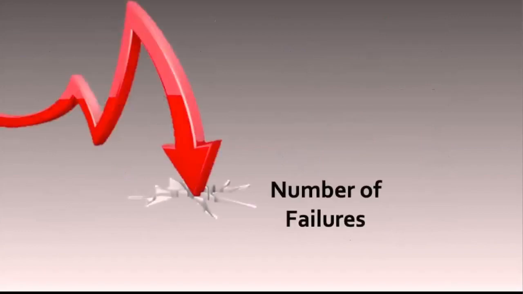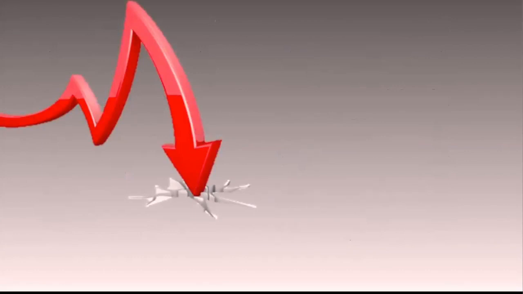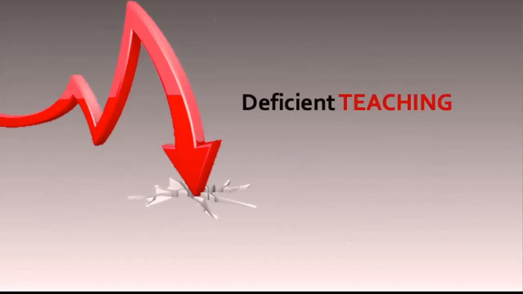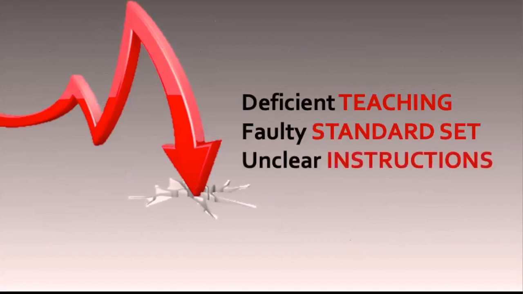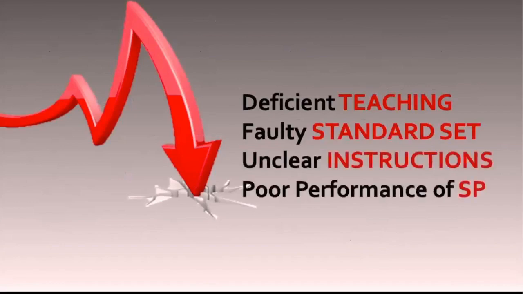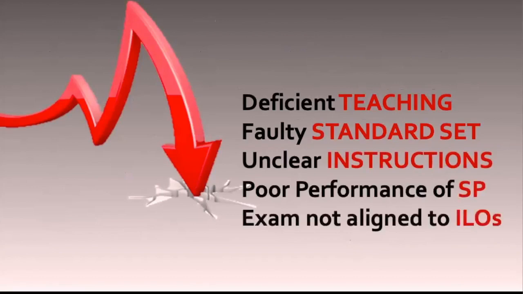Other factors to consider in an OSCE exam quality measurement is the number of failures. An increasing number of failures in certain stations can mean that there is deficient teaching in this part, or there's a faulty standard setting, there are unclear instructions, or there's poor performance of simulated patients. It can also mean that there's a misalignment between the exam and the ILOs.